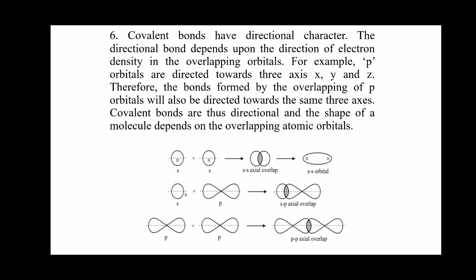For example, when s-s overlapping takes place, there will be s-s axial overlap and an s-s orbital will form. In s-p overlapping, s-p axial overlap will take place and it results in the formation of an s-p orbital. And when p-p overlapping takes place, it will form a p-p orbital.